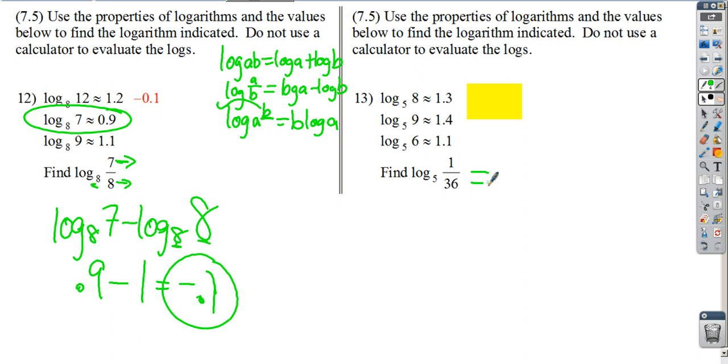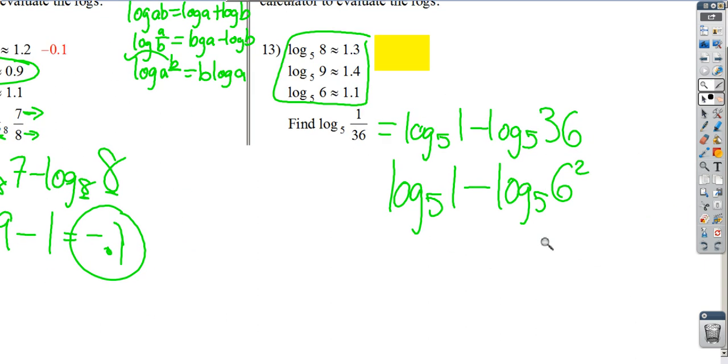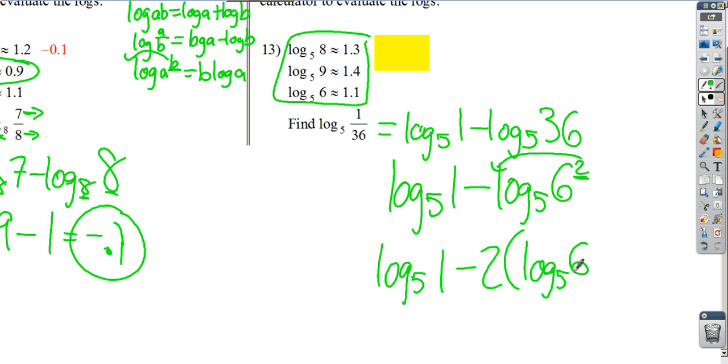Okay, right here, again, we're dividing, so that's the same as subtracting the log of the bottom number from the log of the top number. And here's the trouble. If you look at 36, 36 is not in the stuff that they're giving us, but they are giving us 6. And we need to be able to recognize that 36 is the same thing as 6 to the second power. It's the only way we're going to be able to solve that. Then what it says is we could take this 2 and flip it in front. So we have the log base 5 of 1 minus 2 times the log base 5 of 6. You don't really need the parentheses there, but you can put them there regardless.